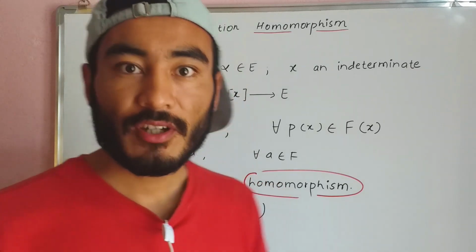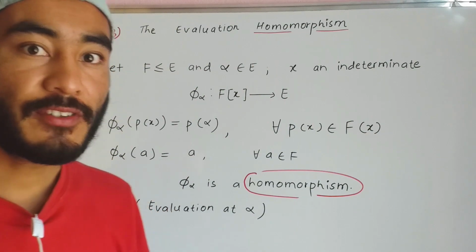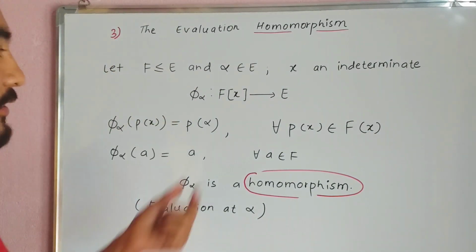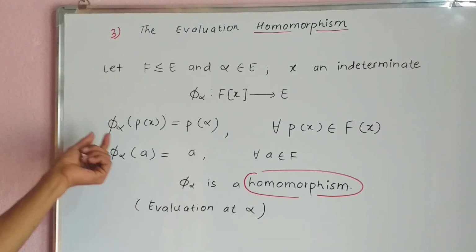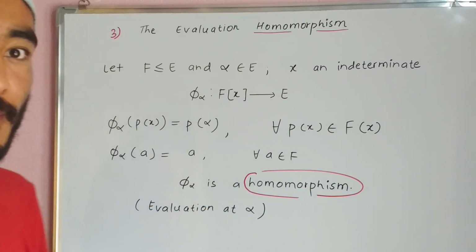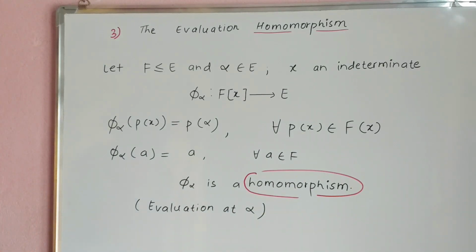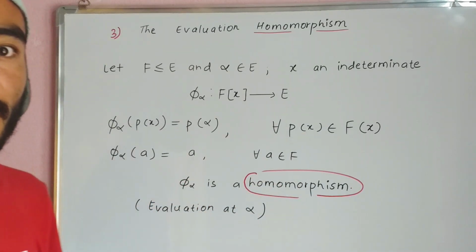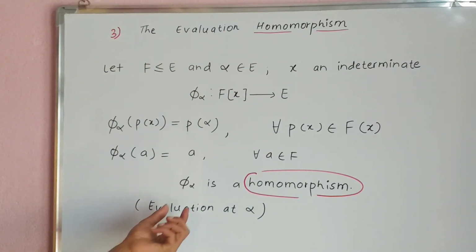Our third topic is the evaluation homomorphism. Let F be a subfield of E and alpha be any element of E and x an indeterminate. Then a function phi alpha from the ring of polynomials F[x] to the ring E, such that phi alpha of p(x) equals p(alpha) for all p(x) in F[x], and phi alpha of a equals a for all a in F. Then phi alpha is a homomorphism, and this homomorphism is known as the evaluation homomorphism, or simply evaluation at alpha.